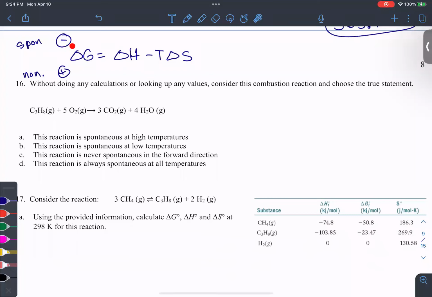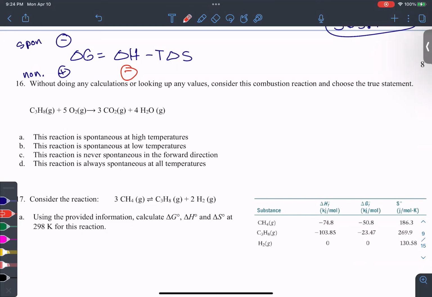So let's read through this question again and don't discount any word that I include here. Let's consider this combustion reaction. What did I just tell you? Numerically, delta H is what value? Negative. Did you just gloss over that? No, because you're doing this review with me.